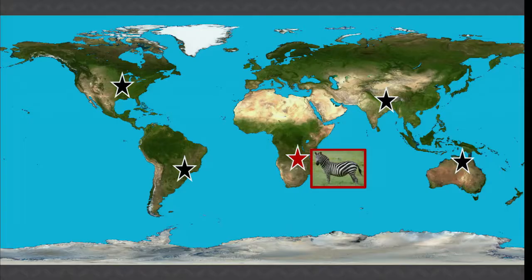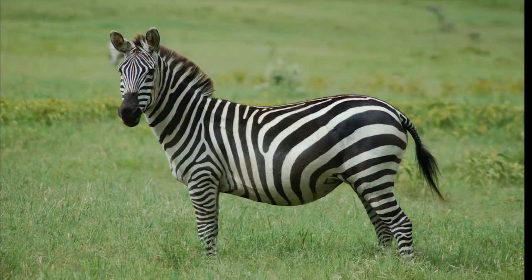So back to zebras. We can imagine that, yes, the Sahara is a significant barrier to migration, but perchance, sometime in the past, a zebra might have walked across it and gotten to Africa. That seems to make sense. But there's a problem. There isn't just one species of zebra, there's three. What I'm showing you here is the plains zebra. It's got fairly thick stripes that reach all the way around its belly.